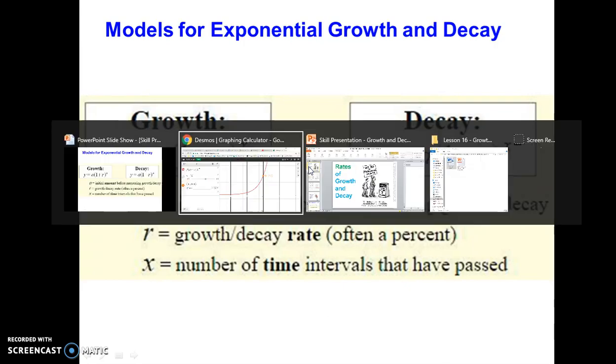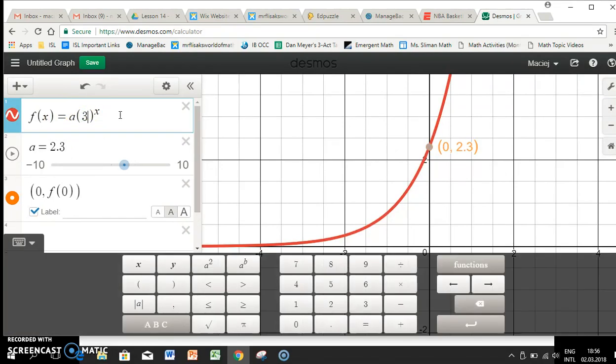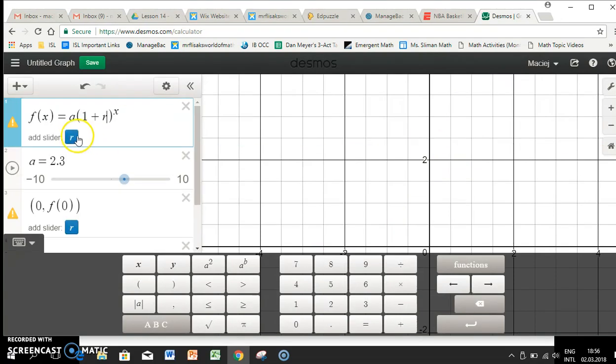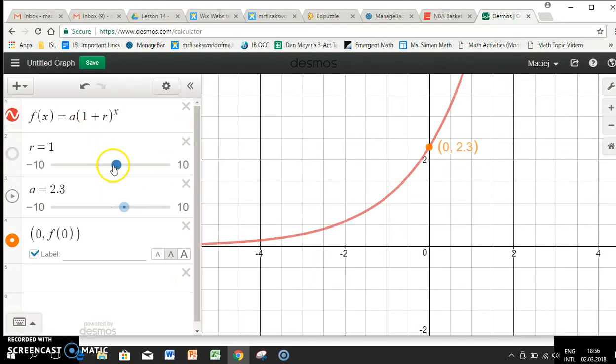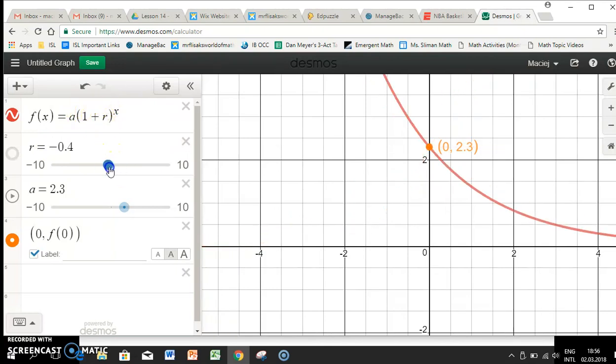Going back to Desmos, that number here in the middle was like our 1 minus r, or 1 plus r. I'm going to make r a slider. The r value is like some percent rate, right? So look, if the r value is 0.5, this becomes 1.5. So we have exponential growth. But if the r value is negative, for example r is negative 0.4, this would be 1 minus 0.4, which is 0.6. So that's like a decay.